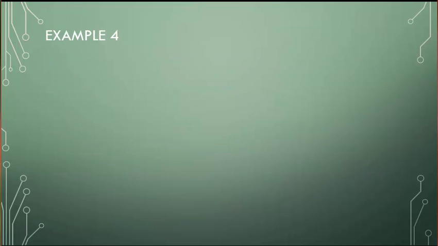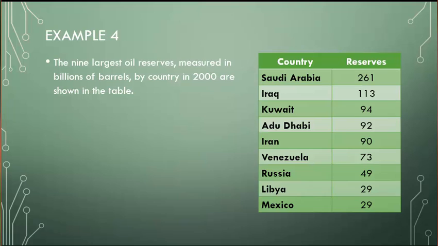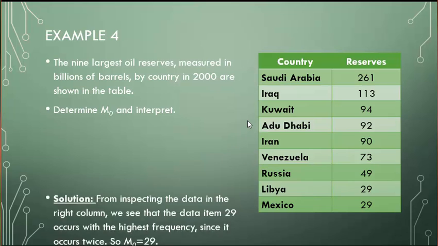So let's take a look at an example here. The 9 largest oil reserves, measured in billions of barrels by country in 2000, are shown in the table. Find the mode and interpret. Well, notice here, the data is already sorted for us, so that's good. That makes it easier to look at, all right? And it looks like none of the numbers repeat here until we get to the very bottom, right? We have 29s for Libya and Mexico.